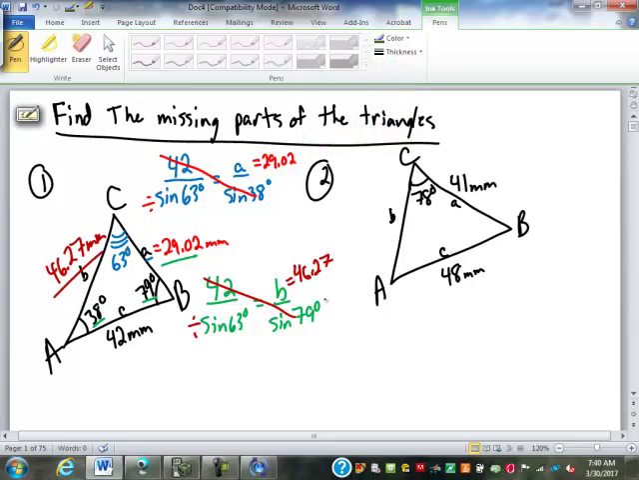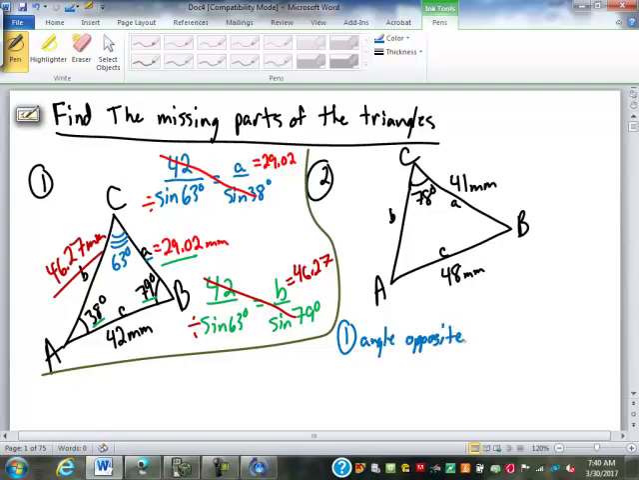Over here, we have two sides and only one angle. So the first thing we have to check is to make sure we can use the law of sines. And the first thing is the angle opposite one of the sides. And in this case, yeah, the 78 is across. It's opposite the 48 millimeter side. So we can use the law of sines.